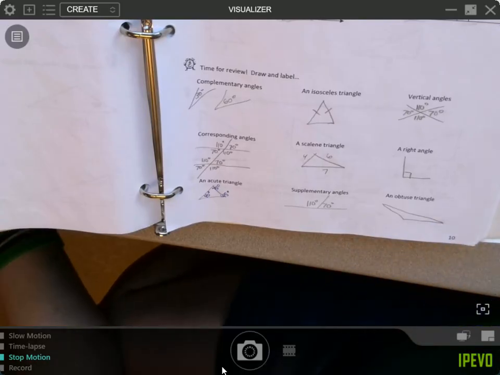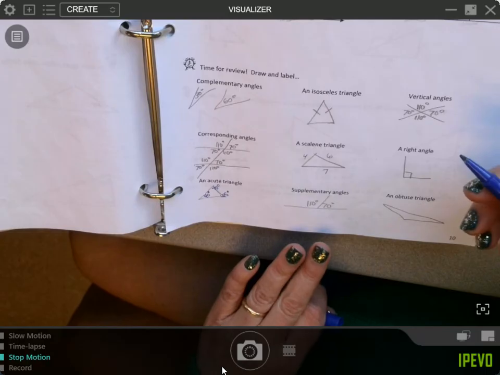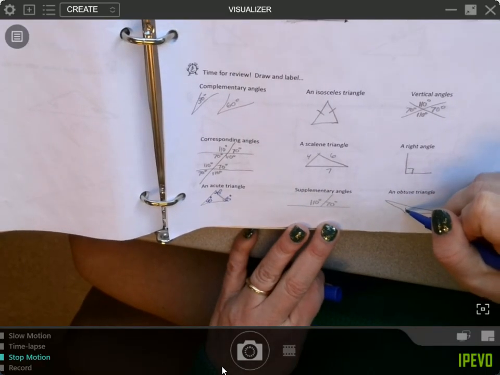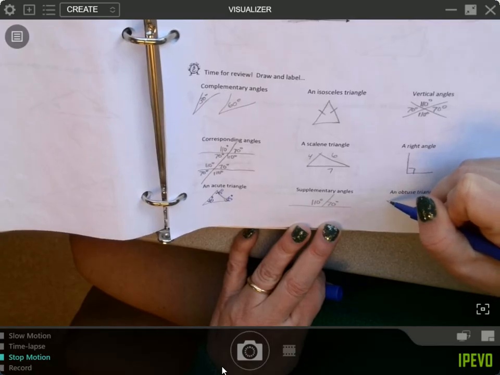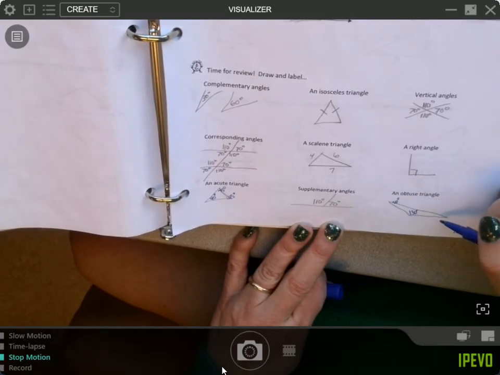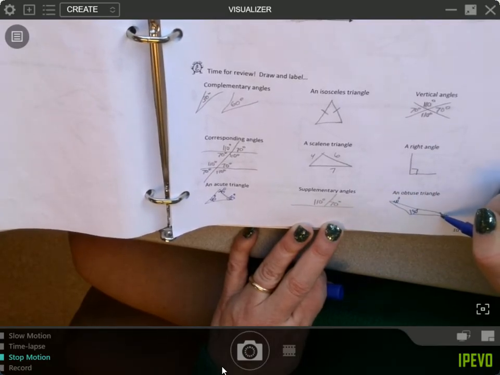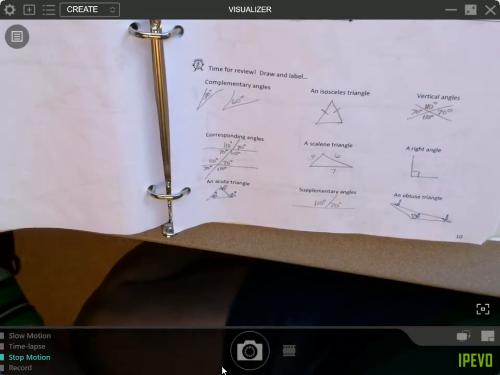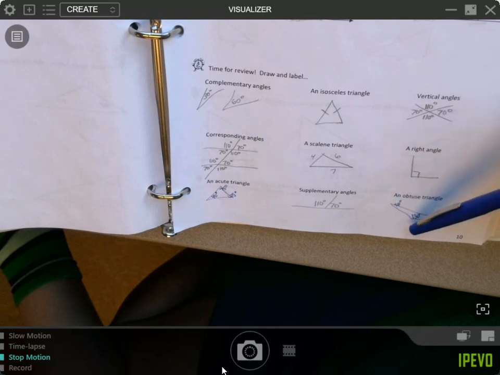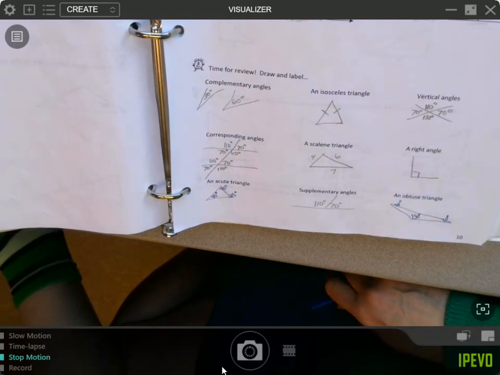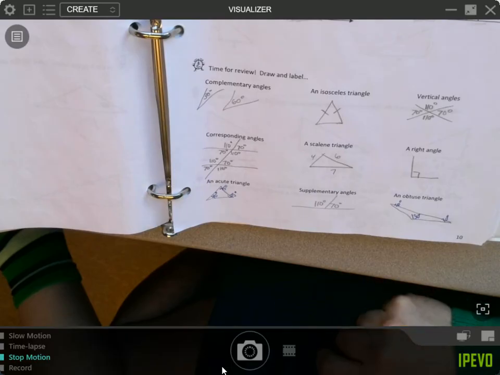An obtuse triangle, we could have something like 130 degrees, 20 degrees, and 30 degrees. All 3 angles equal 180 degrees, and one of them is obtuse, bigger than 90. Any questions on our review?